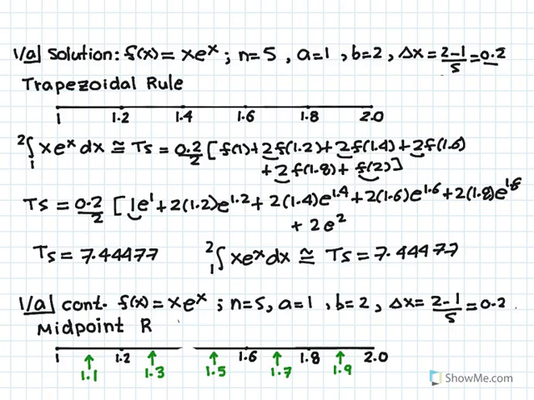Notice for the midpoint rule, we have to average the left and right hand points. So you average 1 and 1.2, and we get 1.1. And we average 1.2 and 1.4, we get 1.3. We average 1.4 and 1.6, we get 1.5. And we average 1.6 and 1.8, we get 1.7. And we average 1.8 and 2, we get 1.9. So we evaluate the function at the midpoints of every interval.